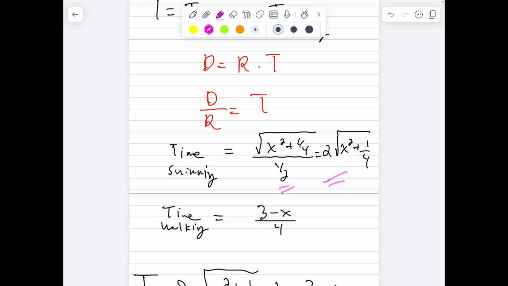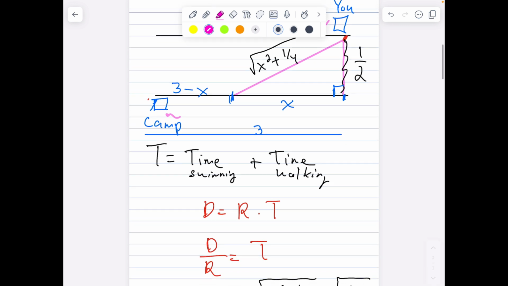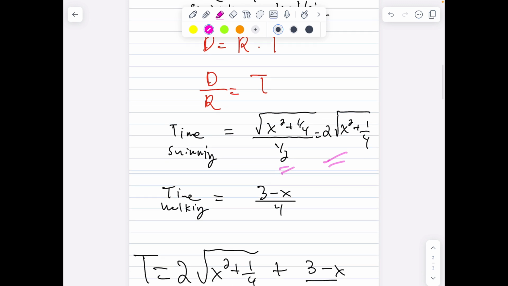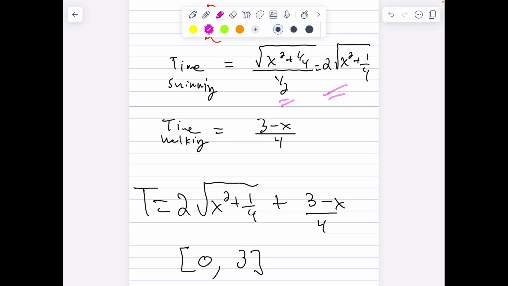For your time walking, similarly, the distance would be 3 minus x, because you landed x miles away from the point across from where you swam to, and the rest of the distance would be 3 minus x. So (3 minus x) over 4 is your time of walking, because you have a rate of 4 miles per hour. And I had a rate of a half mile per hour for swimming, by the way. I didn't mention that, but that was the case. And therefore, when you add those 2 times, that is your total time.